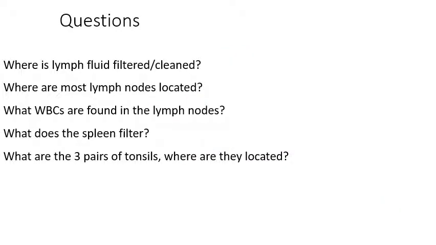All right, last few questions here. Where is lymph fluid filtered and cleaned? Where are most of your lymph nodes located? What white blood cells are found in the lymph nodes? What does the spleen filter? And what are the 3 pairs of tonsils, and where are they located?